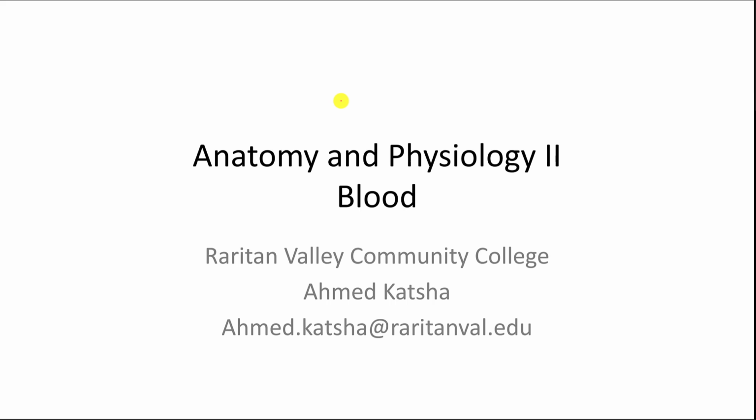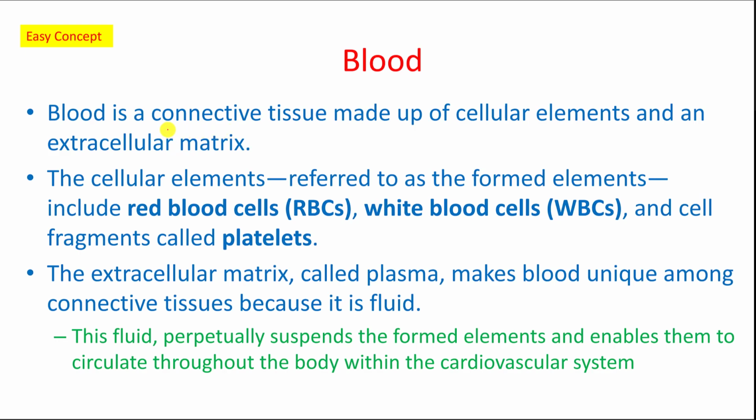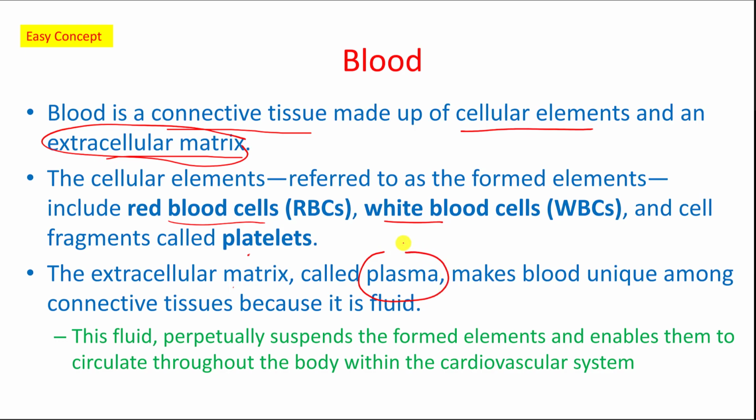In this video, we'll start talking about the blood. And if you remember, the blood is a connective tissue where cells are living in extracellular matrix. This extracellular matrix, we'll call it the plasma. So here we are talking about cellular components or cellular elements, and also we are talking about the extracellular matrix. For the cellular elements, we are talking about red blood cells, white blood cells, and the platelets, whereas the extracellular matrix, we'll call it the plasma, which is the fluid part of the blood.